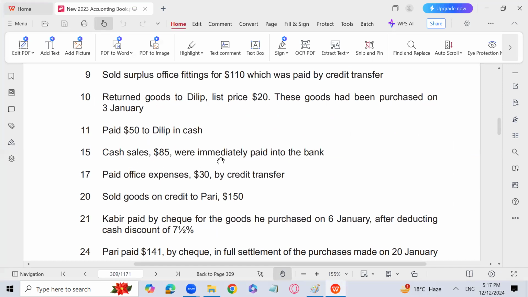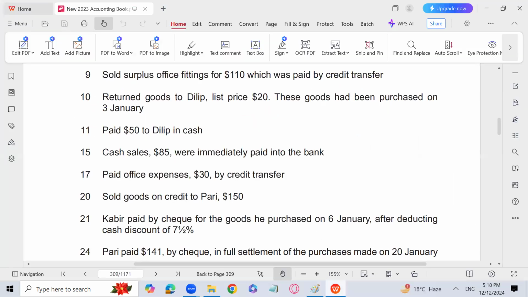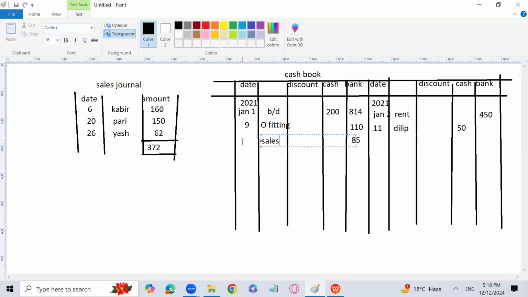The cash sales 85 are immediately paid into the bank. So bank is going to be debited by 85 and sales is going to be credited. So I will debit the bank column with 85 with reference to sales. And if you just look at the date, it is 15th of January. So I'll write over here.